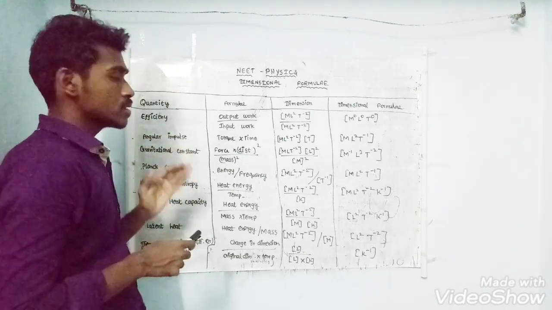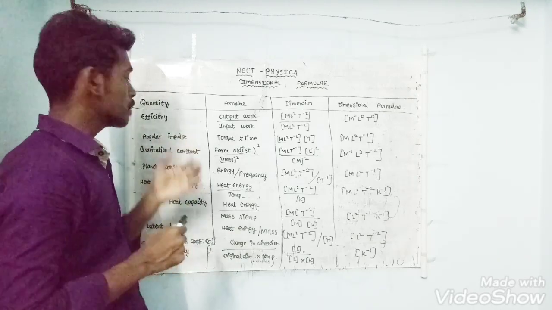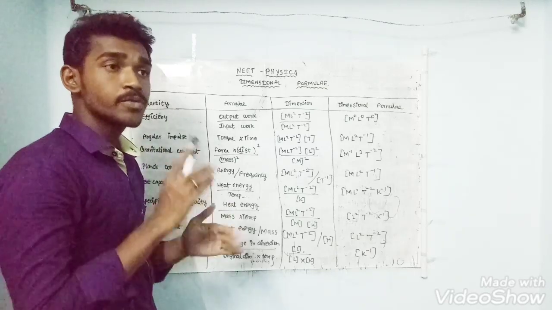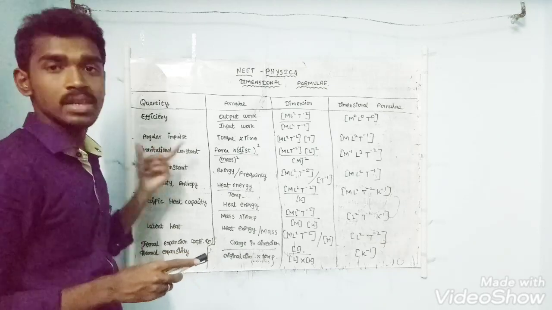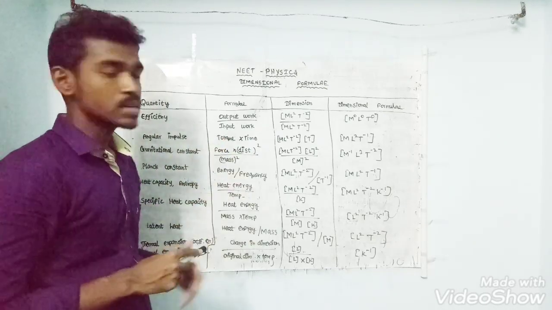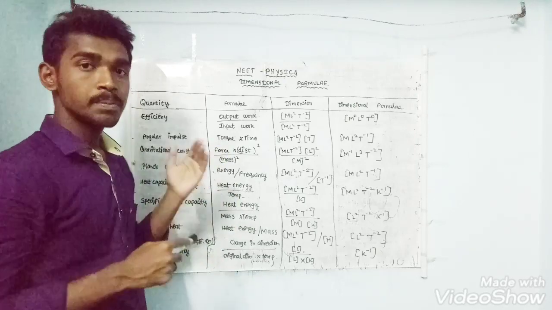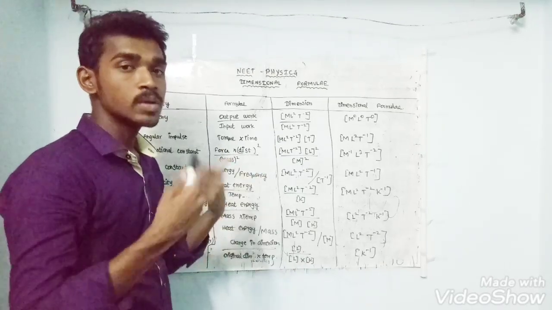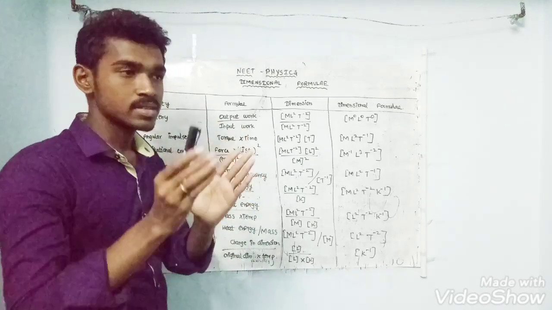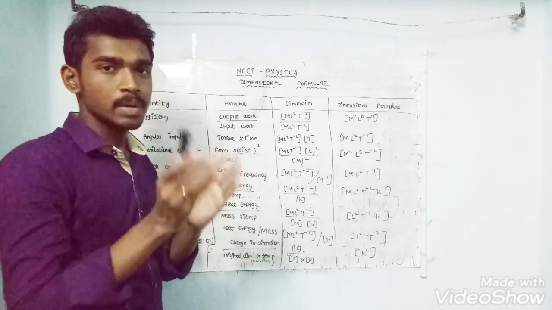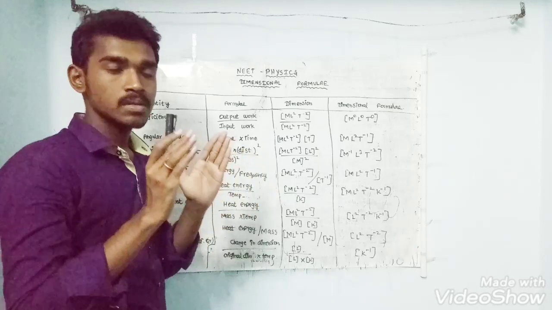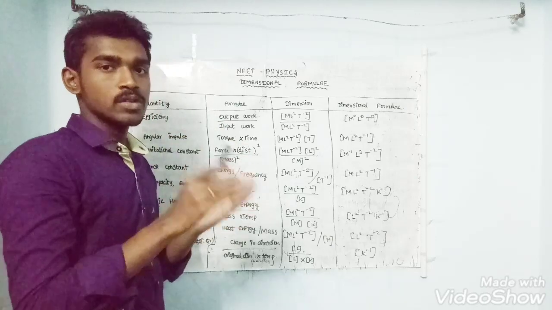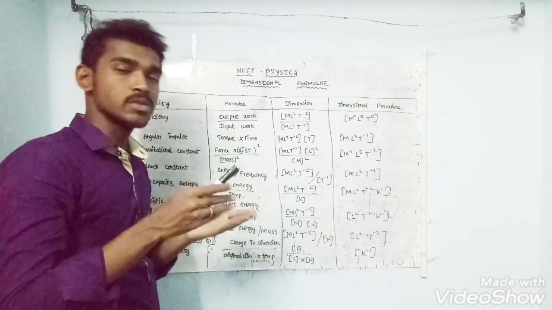Angular impulse. One special thing: whenever impulse comes, there is an application of time. The general formula of impulse is force into time. So angular impulse is torque into time. Torque, as I have already told in previous videos, is force into perpendicular distance. It's also one kind of work, because it is force into distance. Basically it represents work or energy, because the formula is force into distance, and also moment of couple, moment of force, etc.